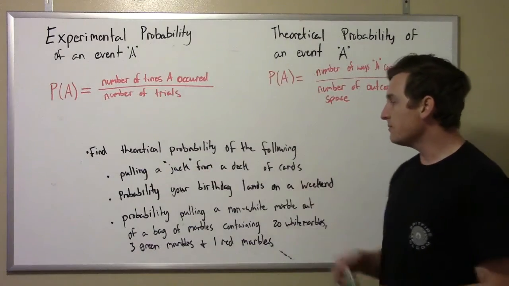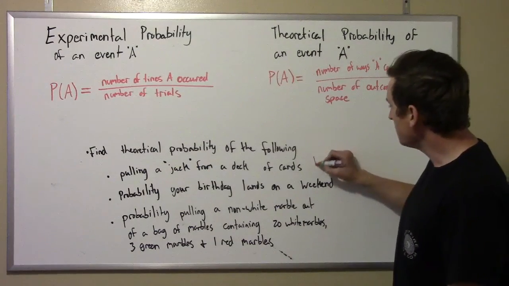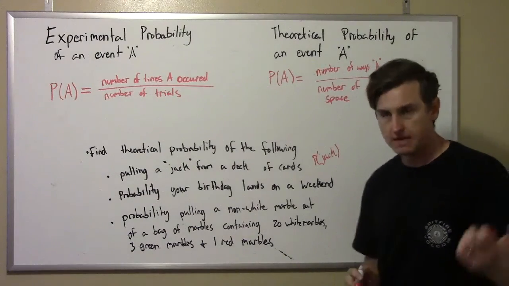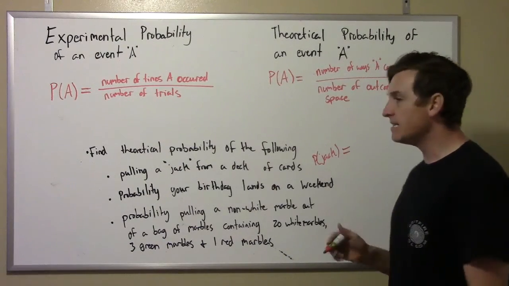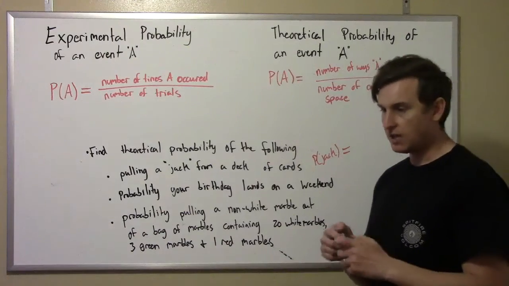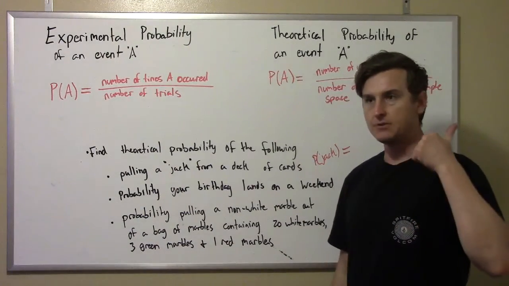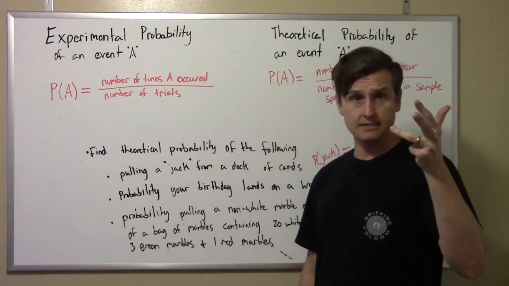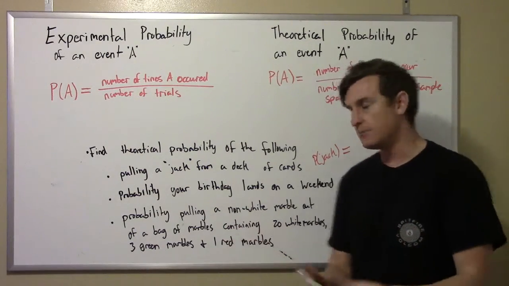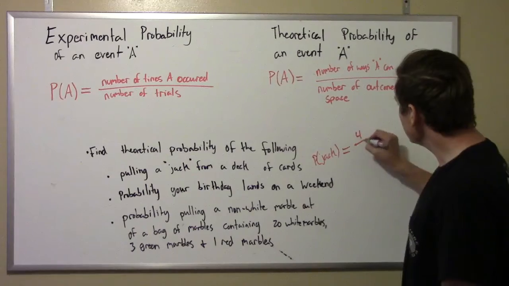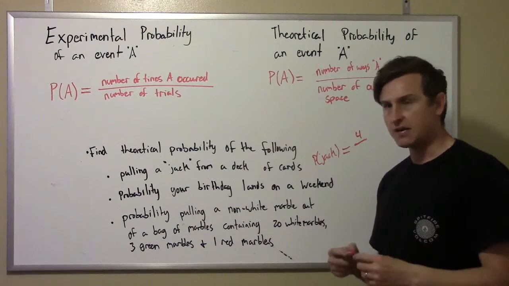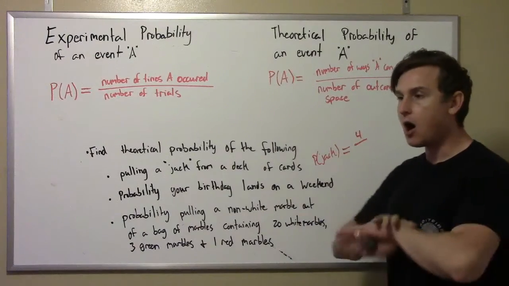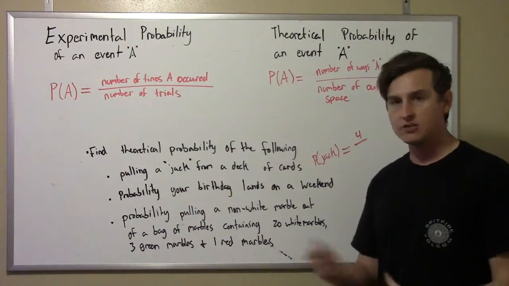So if I want to know the probability of pulling a jack, this is what I do. The probability of getting a jack from my deck is: how many ways are there to pull a jack? Well, I could pull the jack of hearts, diamonds, clubs, or spades. So there are 4 different jacks that I could pull. But how many different cards are there? The sample space here is all the possibilities that I could get when I draw a card.